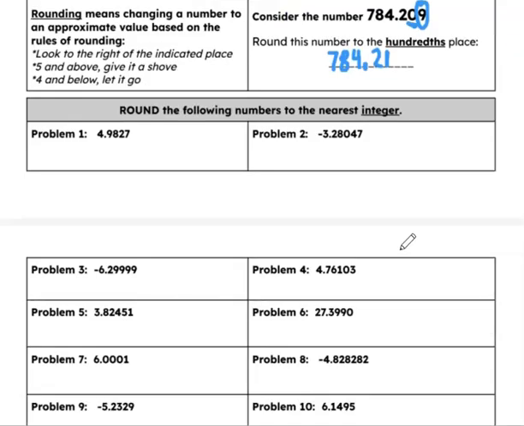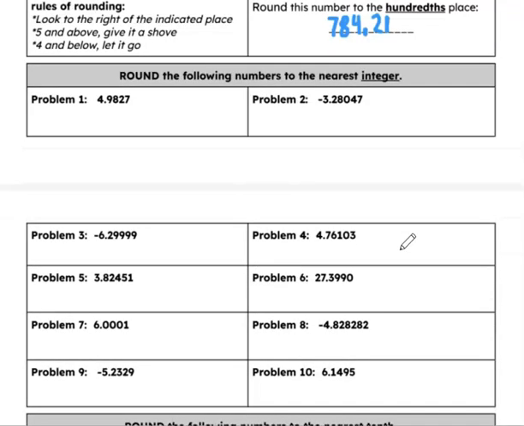Now, we're going to break this down piece by piece. We're going to start off with rounding to the nearest integer right here, starting with all integers. The integers are, you can think about as the ones place. So I'm underlining the ones place, and I'm looking at what comes right after.